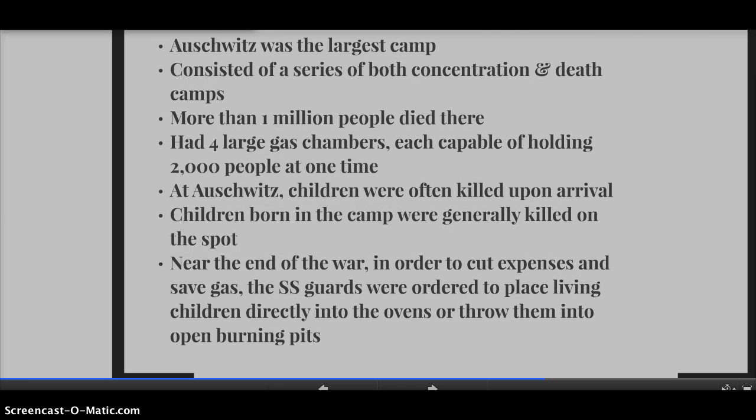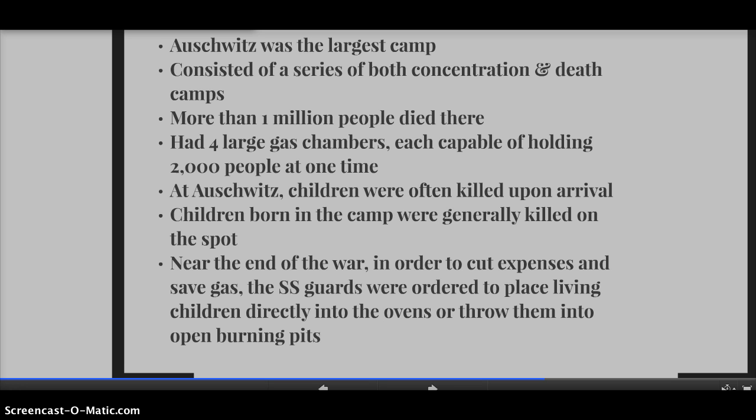Now we're going to talk about Auschwitz, which is the most famous death camp. Auschwitz was the largest camp. There were both concentration and death camps there. More than 1 million people died there, and they had 4 large gas chambers, each capable of holding 2,000 people at one time.